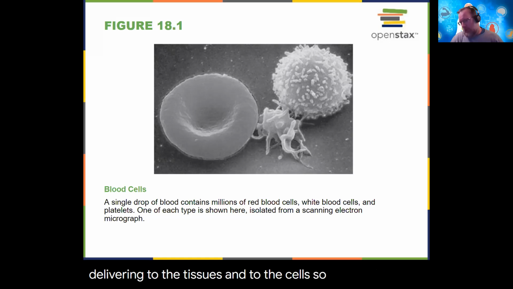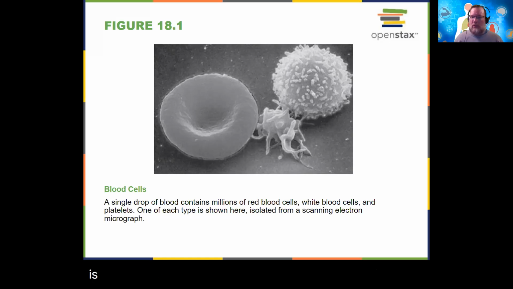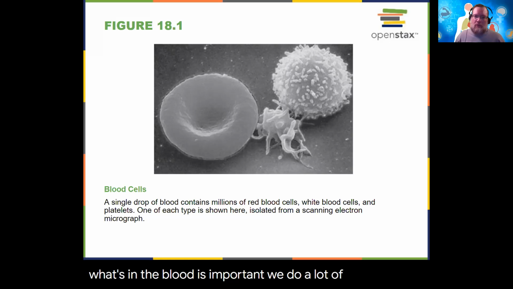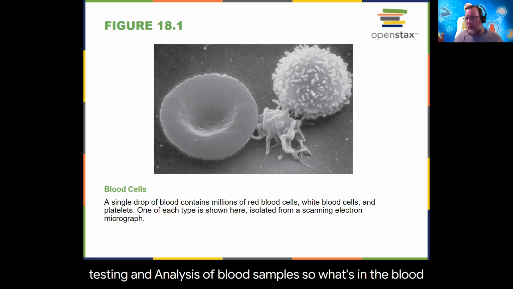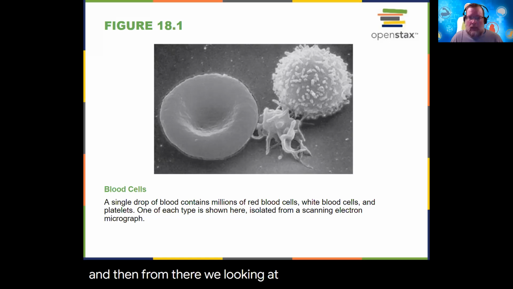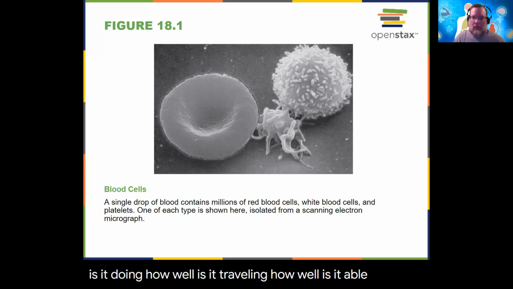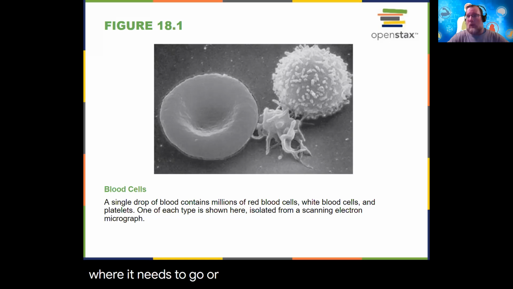So again, blood flow is extremely important. Obviously, blood content, right? What's in the blood is important. We do a lot of diagnostic testing and analysis of blood samples. So what's in the blood, and then from there we're looking at where is it going, what is it doing, how well is it traveling, how well is it able to get to where it needs to go, or how well is it able to leave where it needs to go.